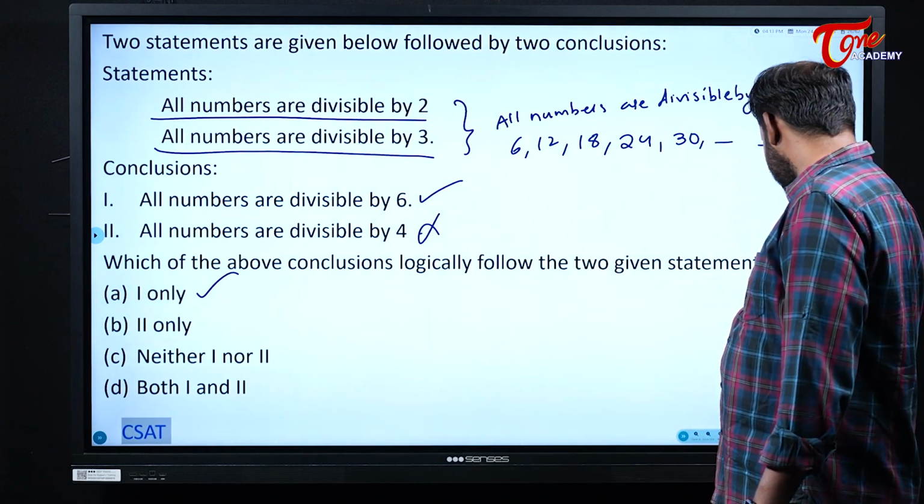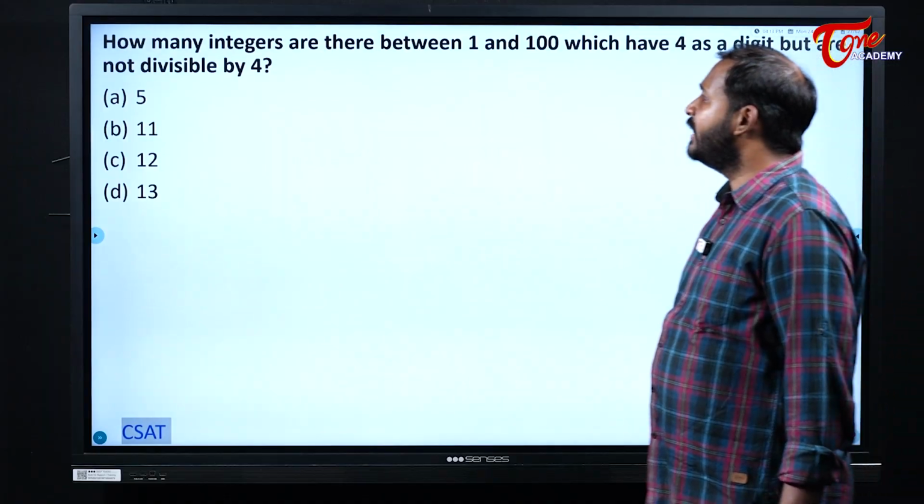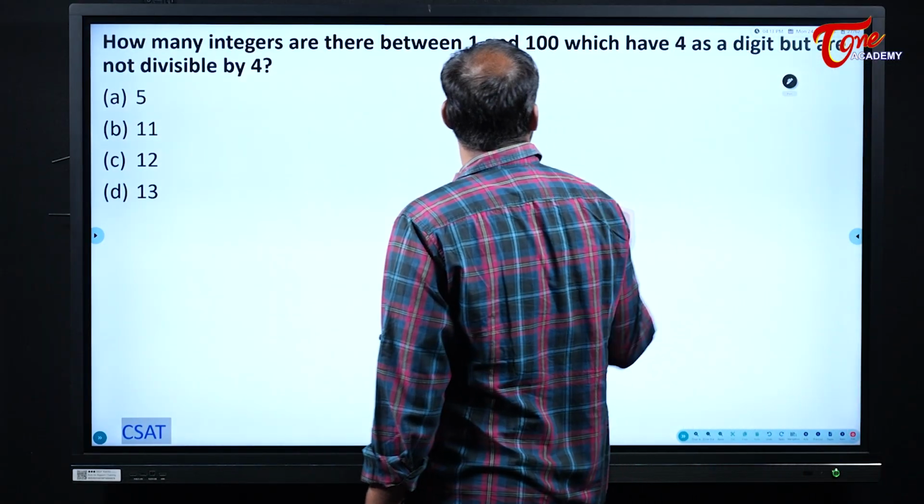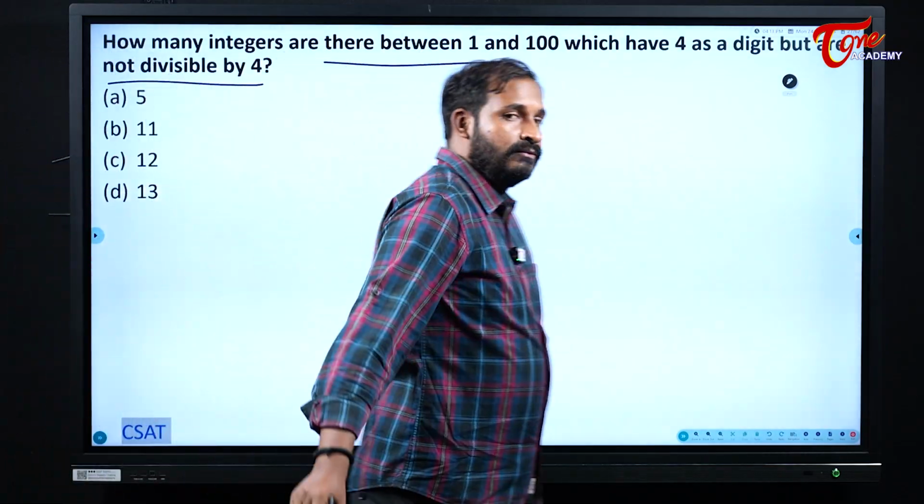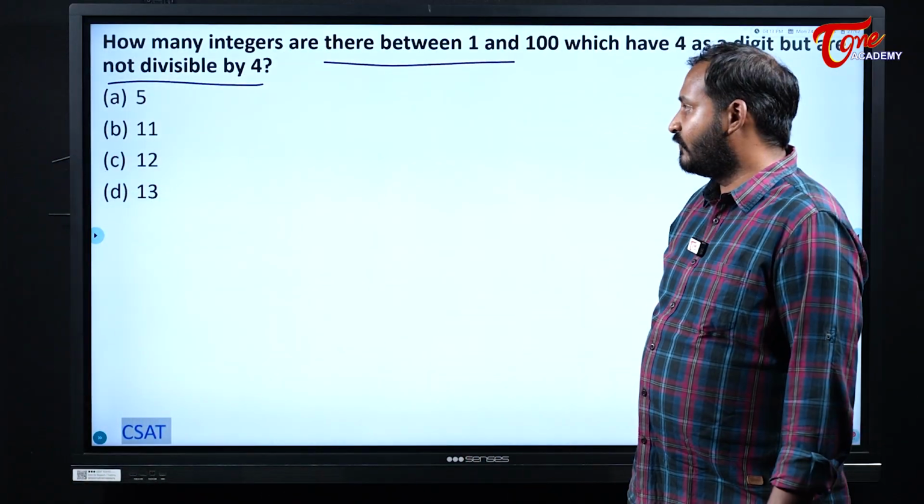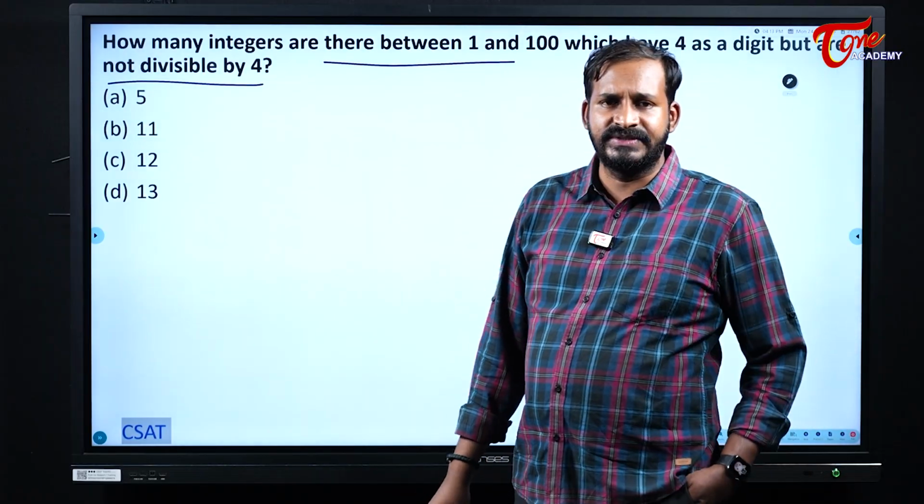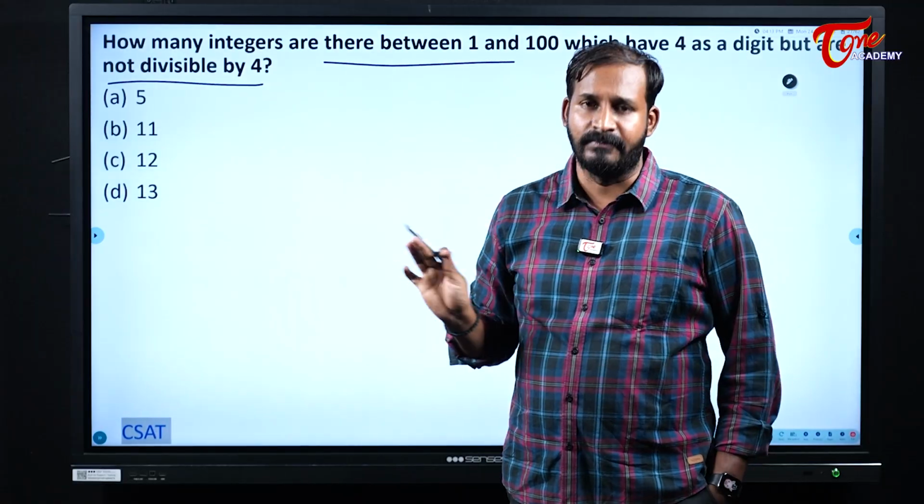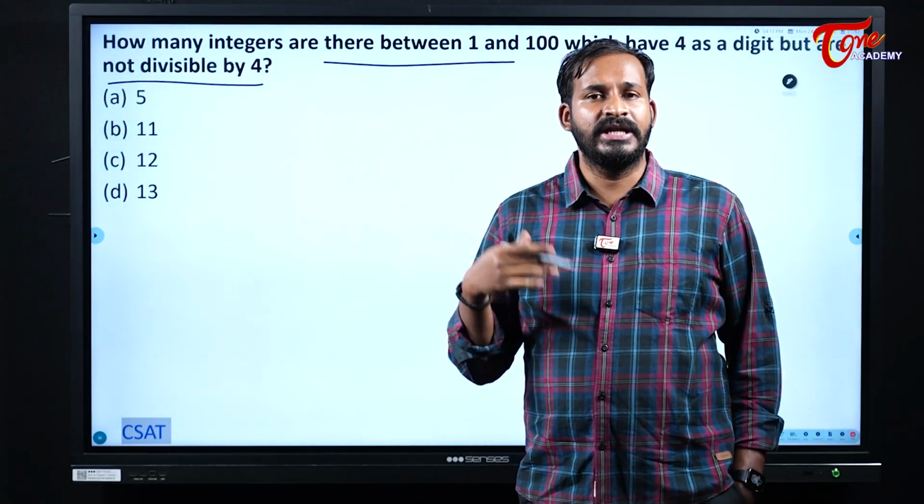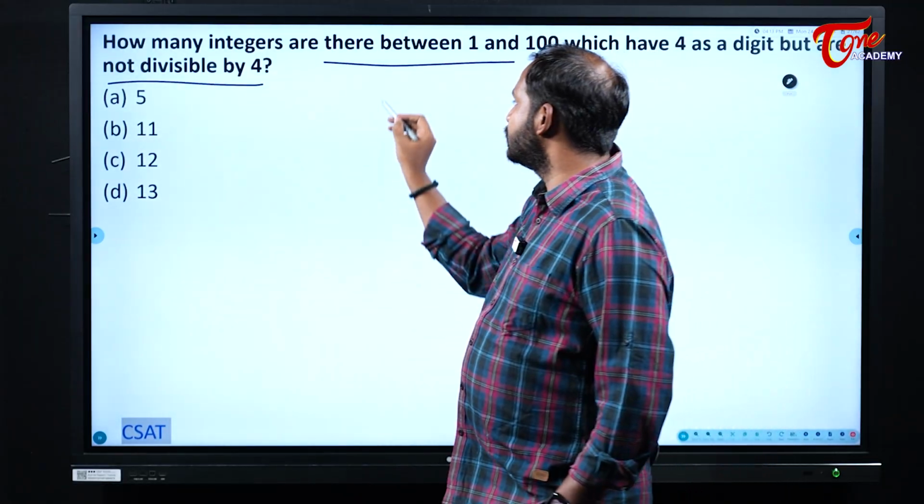Okay, next one. How many integers are there between 1 and 100 which have 4 as a digit but are not divisible by 4? First of all, write down all the numbers which have 4 as a digit. Even though it takes some time, students, it is better to write the numbers. Why? Because without any confusion, you will get the perfect answer. So, what will you get?